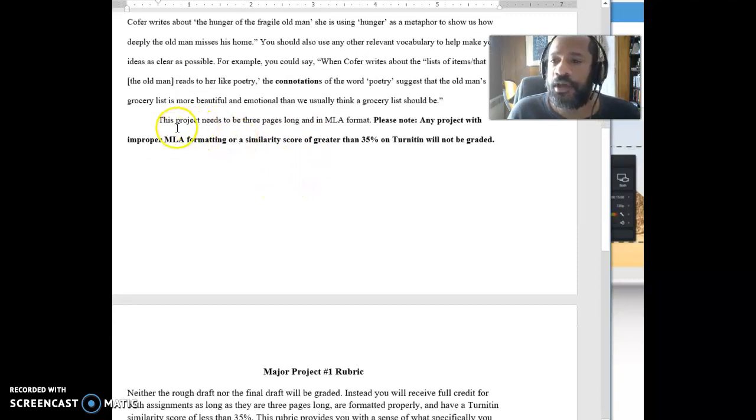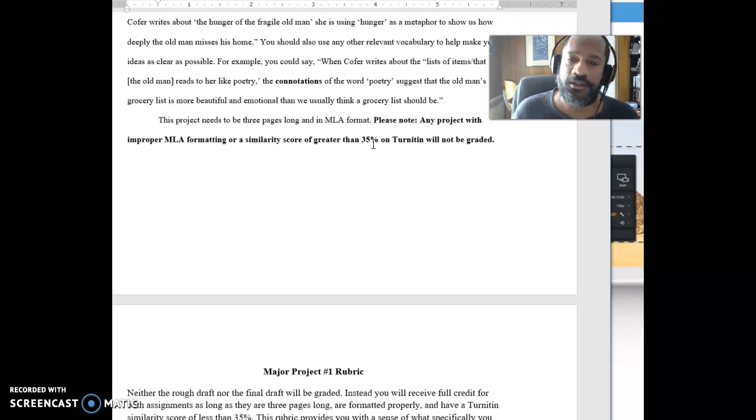Okay. I say that this project needs to be 3 pages long in an MLA format. Please note, any project with improper MLA formatting or a similarity score of greater than 35% on Turnitin will not be graded, right? So 2 things. I want perfect MLA formatting. For part 2, we're going to be talking about that. I've got some videos you're going to need to watch to make sure that you're doing your MLA formatting properly. And then I want to make sure that you don't have a similarity score of greater than 35%. I'll let you take a quiz on that quickly.